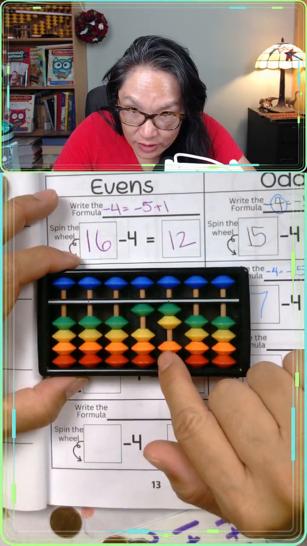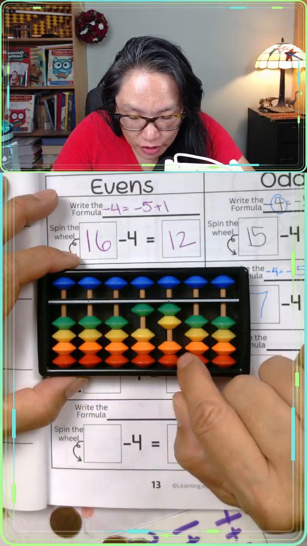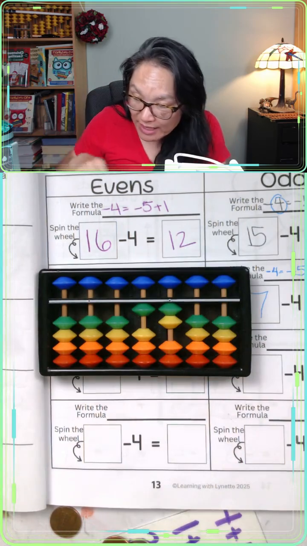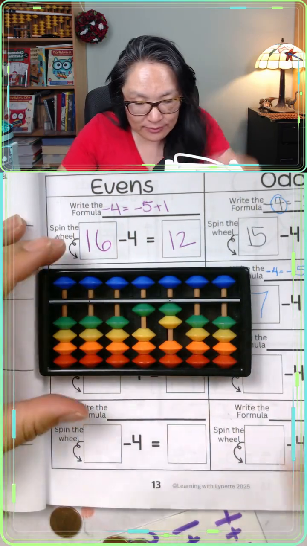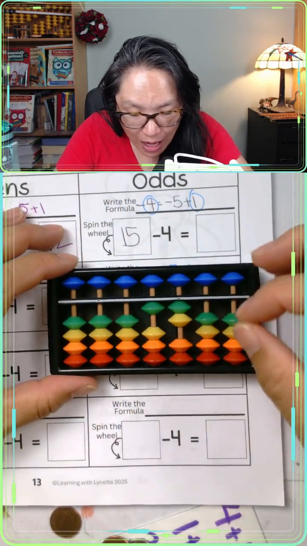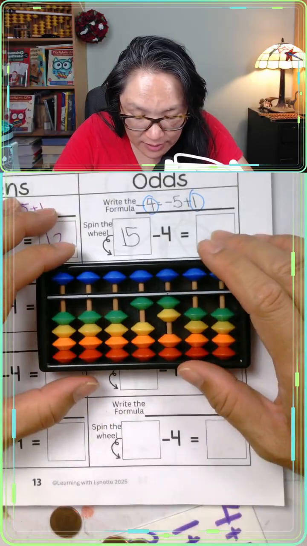My final answer is 12. The answer is shown to you on the abacus. That's why you just need to learn how to read it. You move the beads, but then you read it. And it's really quite amazing. Like just knowing how it looks is amazing.